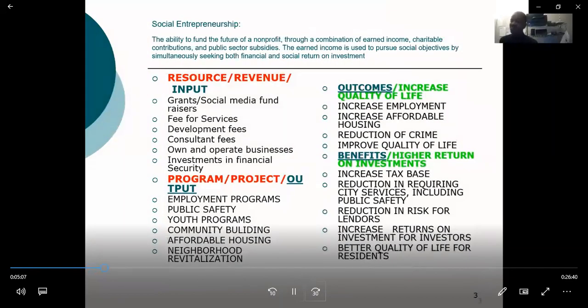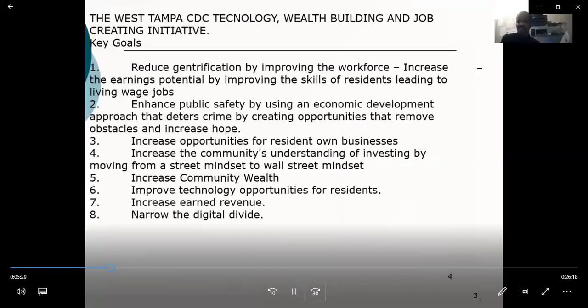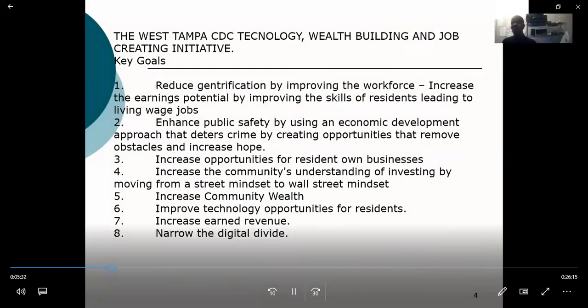In order to be financially sustainable, we use the following model to bring in different types of income streams, anywhere from grants and fee for services all the way down to investment in financial security. The West Tampa Technology Wealth Building and Job Creation Initiative. Let's talk about what some of those initiatives are.